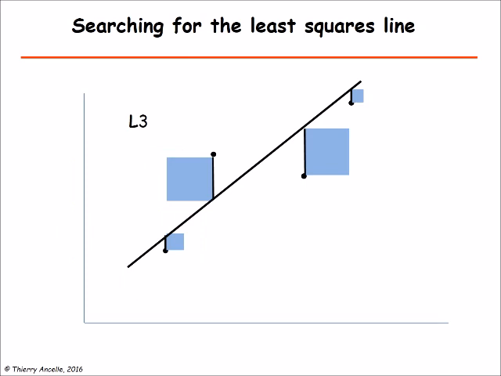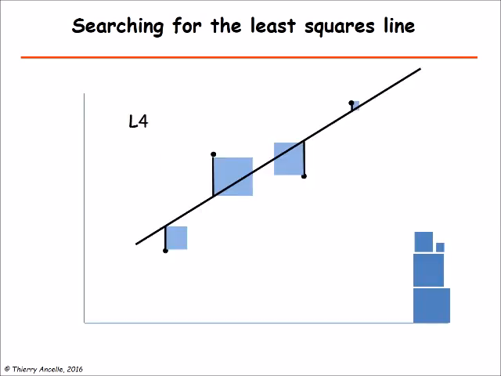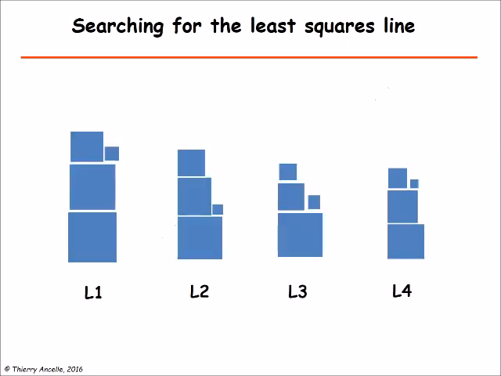Let's try a third line. Let's draw the area of the sum of the square distances, and let's compare it to the previous areas. One can see that it is smaller than the first, but not really different from the second. We did not gain much by plotting this third line. Let's see a last line and its area of the sum of the squares. You note that the sum of the square distances to this line is the smallest of the 4 lines tested.